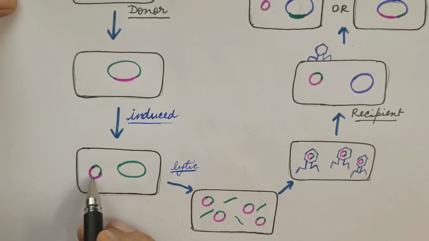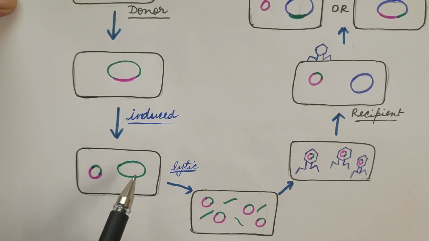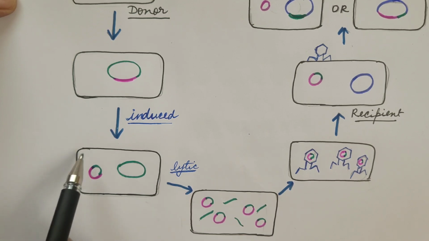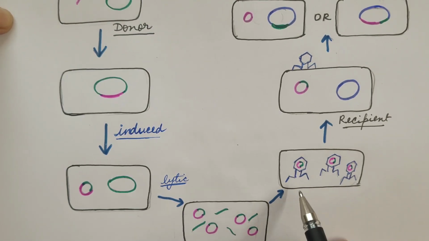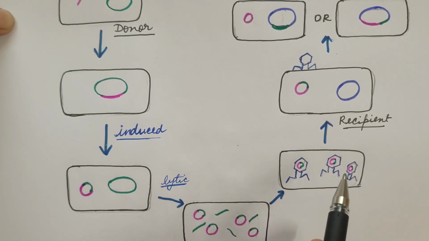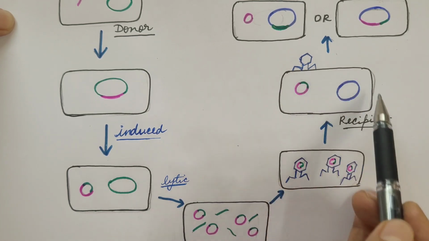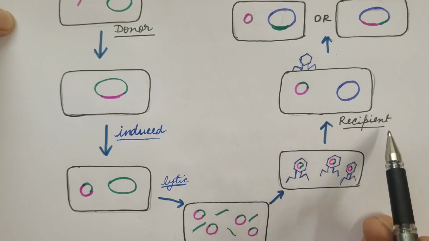This is because this phage genome is integrated into the bacterial genome by site-specific recombination. Now it enters the lytic cycle. It uses the host machinery and starts reproducing. New viral particles are formed, and all the viral particles have the phage genome plus specific genes of the donor bacterial genome. These are released when this virus comes and infects another bacterial cell, which we call the recipient bacteria.